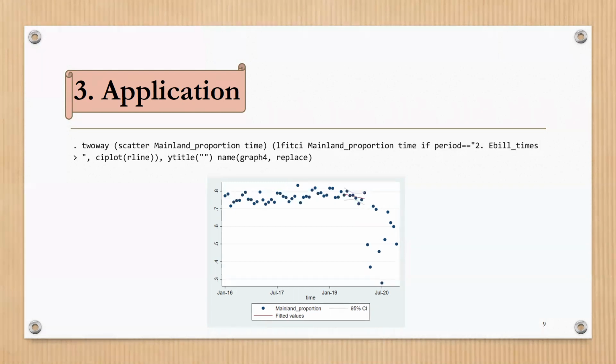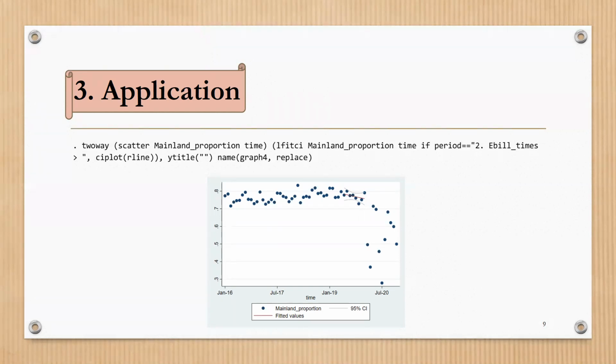And then next, here the only difference is we changed the lfitci to be if period equals to 2 eBill times. So now you can see the fitted values and the two gray lines. They're only covering a shorter period of time, which is from June 2019 to January 2020. So you can see the red line only covers that corner. And please note that the data points are all the data points we have for mainland proportion by time. So only the fitted value is focusing on the period equals to 2.